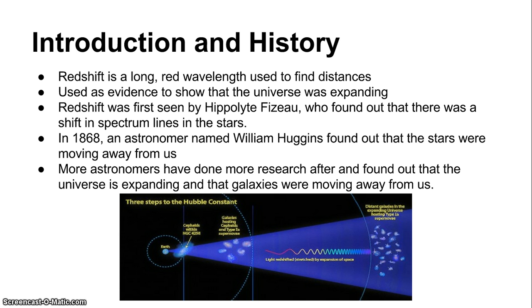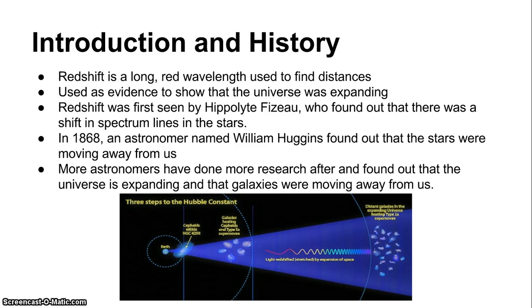Redshift is a long red wavelength used to find distance, used as evidence to show that the universe was expanding. Redshift was first seen by Fitzeau, who found out that there was a shift in the spectrum lines in the stars. In 1868, an astronomer named William Huggins found out that stars were moving away from us.